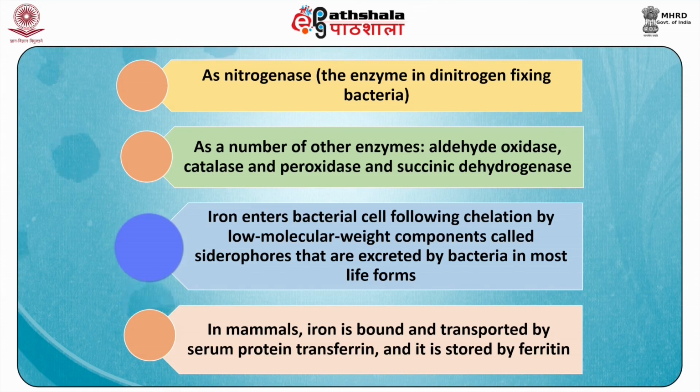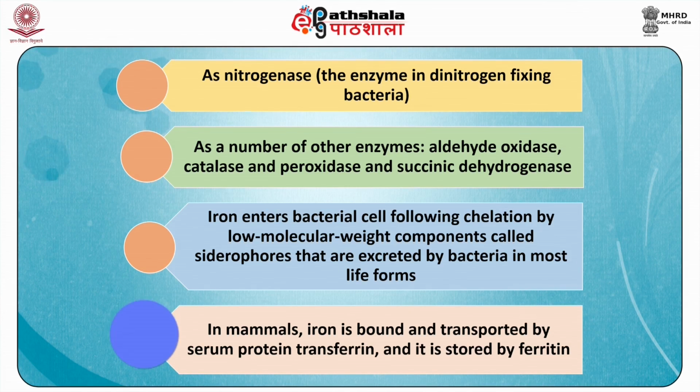dehydrogenase. Iron enters bacterial cells following chelation by low molecular weight compounds called siderophores that are excreted by bacteria. In most life forms, in mammals, iron is bound and transported by the serum protein transferrin and it is stored by ferritin.